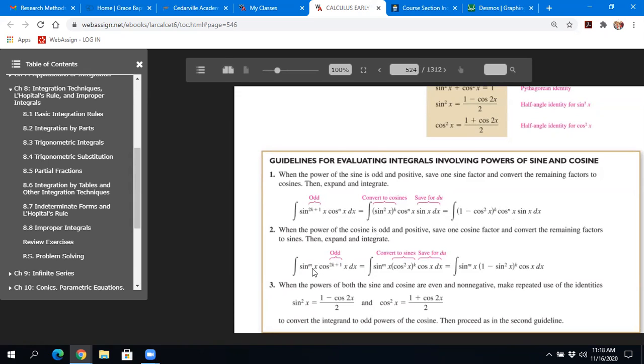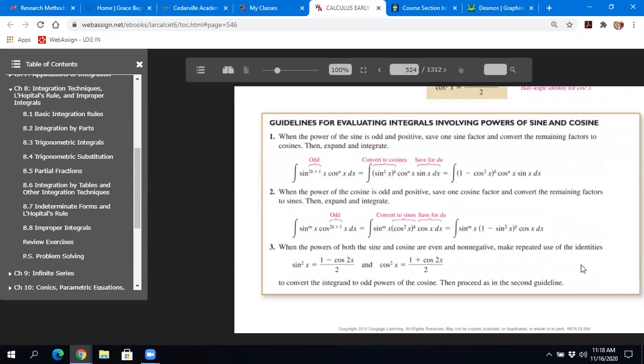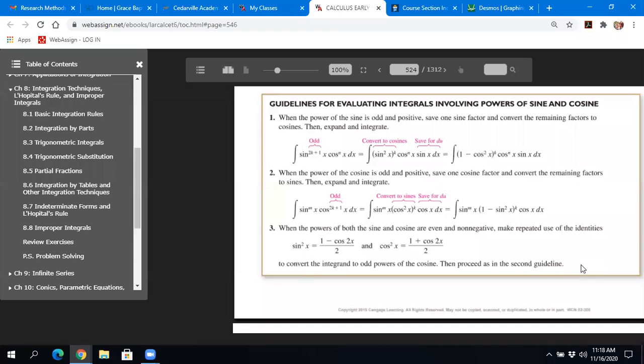What if the power on cosine was odd? Well, same story. Peel off a factor of cosine, and we're off to the races again. You just convert the cosine squared to 1 minus sine squared once the power on cosine is even. And a u substitution will do the trick. Okay? What about when the powers of both sine and cosine are even? If there's an odd power anywhere, we do this thing where we just peel off the one and convert to the other one, yeah? And then do a u sub.